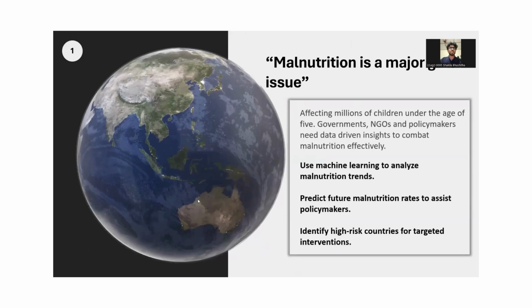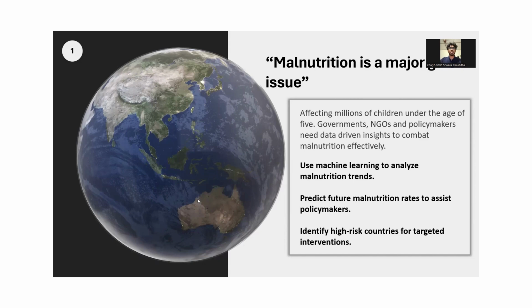Malnutrition is a serious issue affecting millions of children worldwide. Many organizations, including governments and NGOs, need accurate data and predictions to take action. Our goal was to use machine learning to provide valuable insights into malnutrition trends. We had two main objectives. First, we wanted to predict future malnutrition rates using past data. This would help policymakers plan ahead and allocate resources where they were needed most.